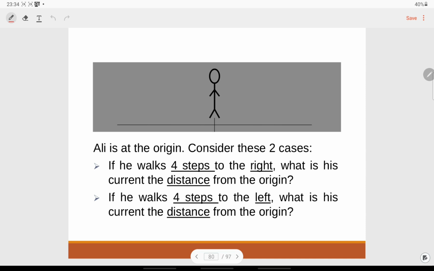Ali is at the origin. So where is the origin? This one we consider as the origin. Okay, denoted like this, origin. Consider the following two cases.